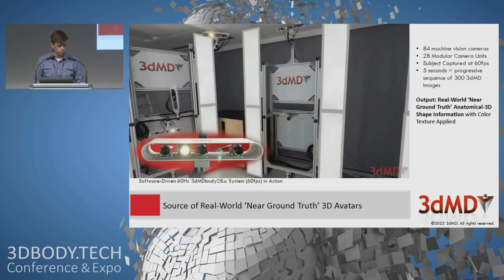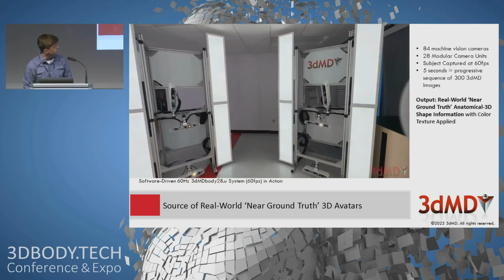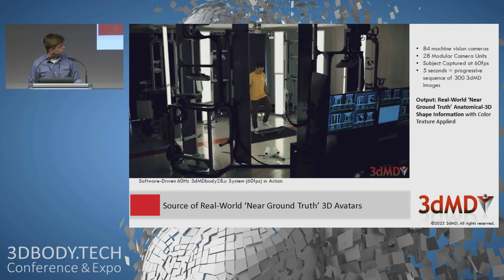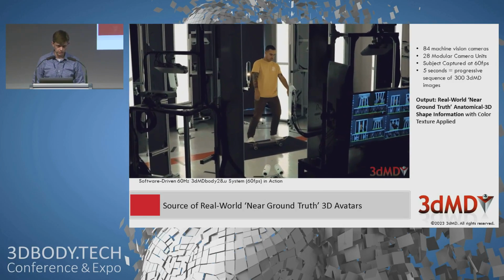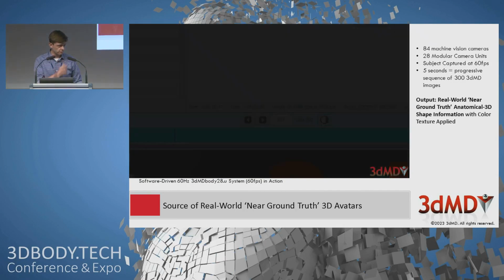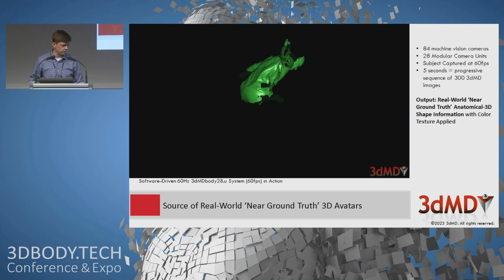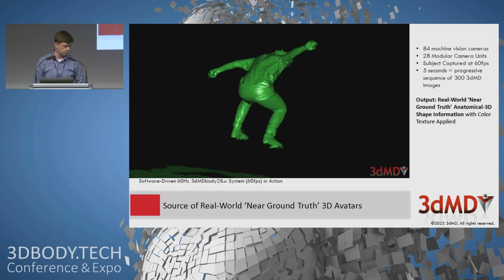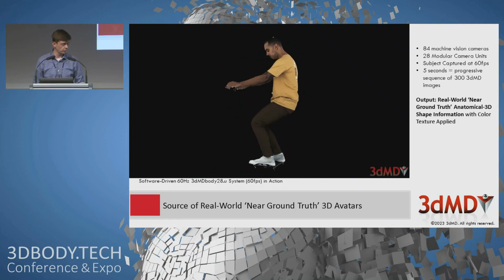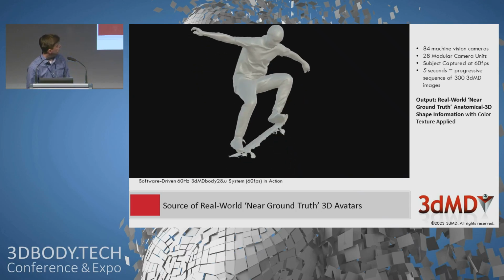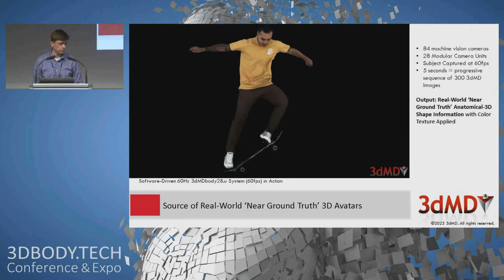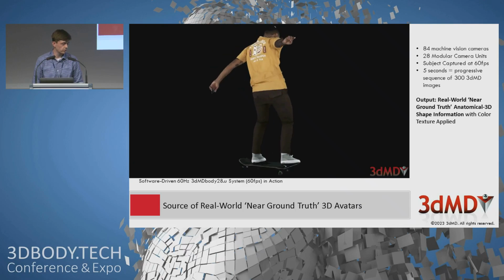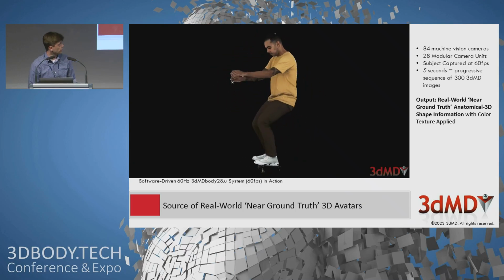There are 84 machine vision cameras in this system from 28 viewpoints. Each of the viewpoints has a single color camera and a pair of stereo monochrome cameras. Here we're capturing our subject at 60 frames per second, and we captured 5 seconds of data, giving us 300 frames. We then reconstruct those frames, the 3D surface, overlay the texture map, and then we can play that back in our software. So the output of this, of what you see, is a real-world, near-ground truth anatomical shape information for every single frame in that sequence.